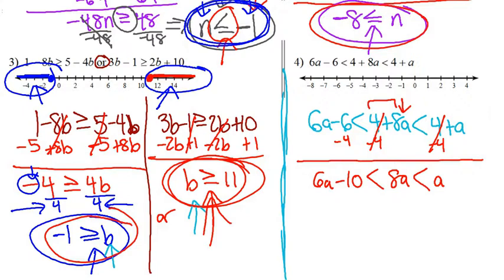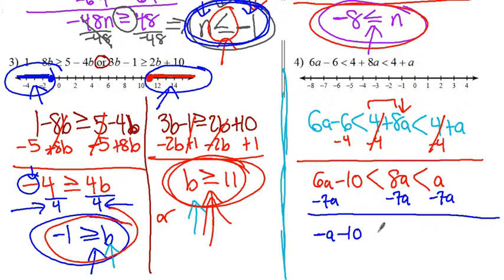So what can we do here? Well, let's take away the a's that we don't want. We have 8a, so we can take away basically 7 of them if we wanted to. If we subtract 7a, there's a couple ways you could do this problem, but we'll do it this way. So 6a minus 7a would be negative a, minus 10 is less than or equal to a, and 8a minus 7a is less than or equal to negative 6a.